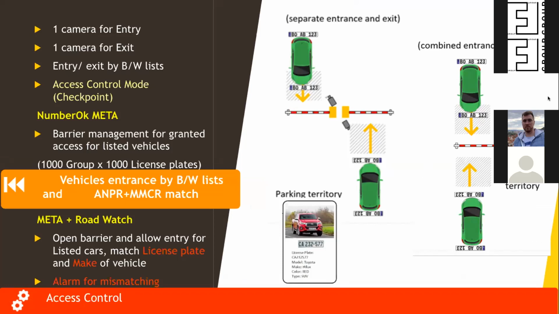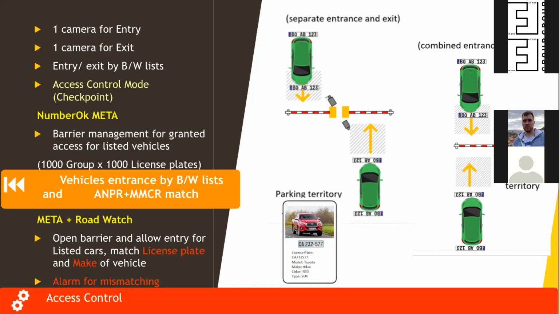You can create black and white lists in NumberOK, and you will have automatic access to the territory according to black and white list management. Also, you can create access by schedule for different groups from NumberOK. You can create up to 1000 groups and put there up to 1000 license plates, and it can be access by schedule from date to date, or for some granted entrance, or something else.